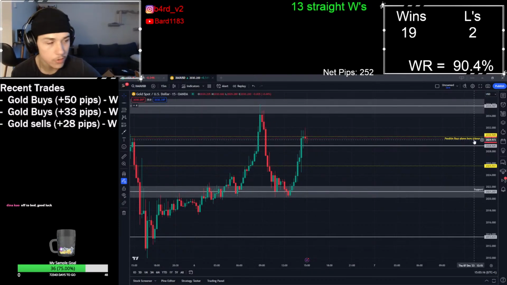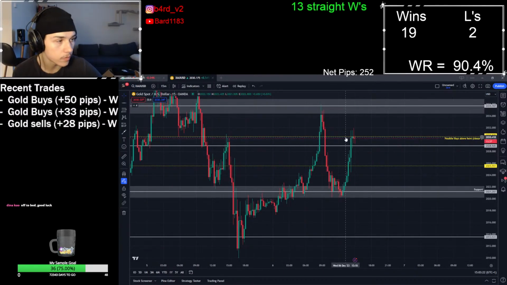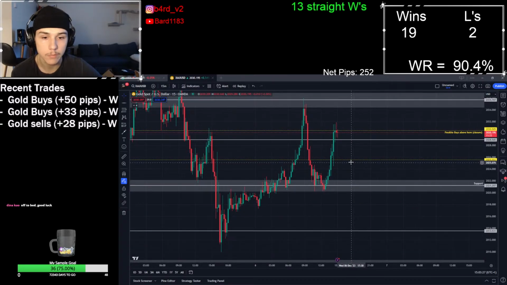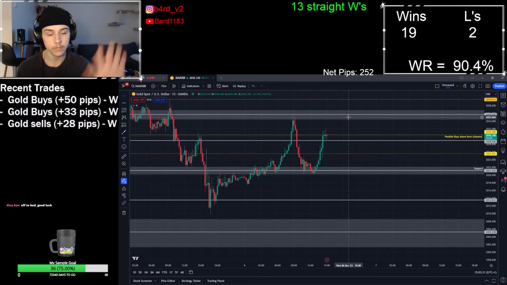So now the first part of the plan is done, which means we came up and we grabbed liquidity up here. Now we just have to wait for closures below 2028, possibly 2025, to look for sells down, right? That's the game plan, guys. Doesn't get easier than that.